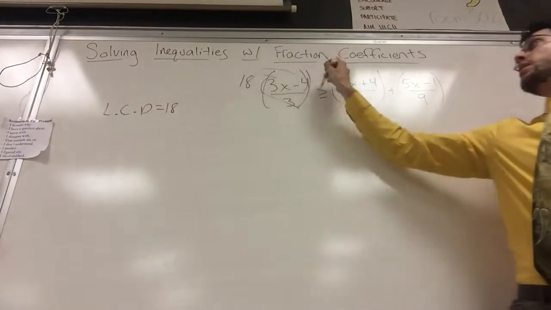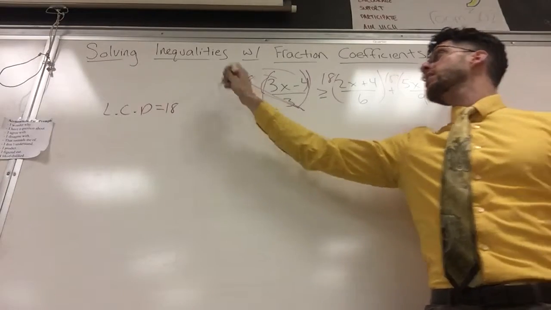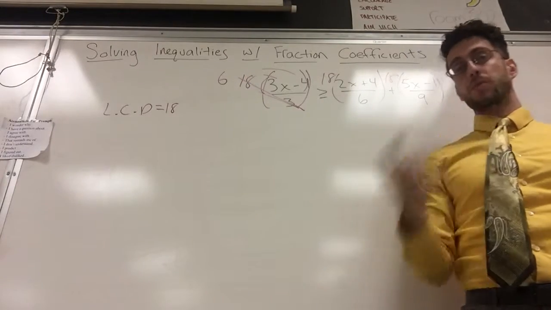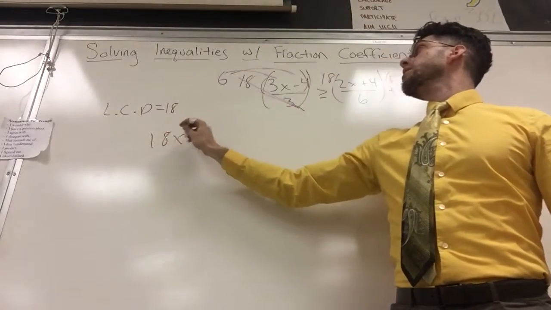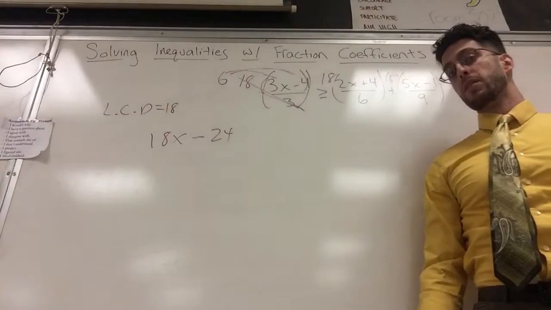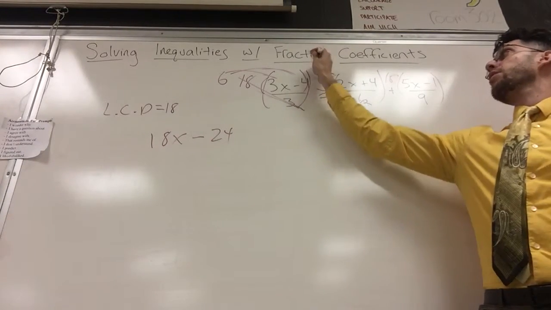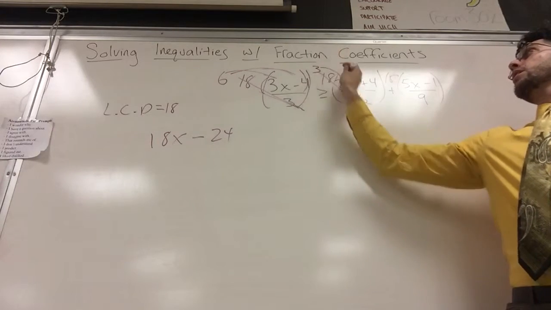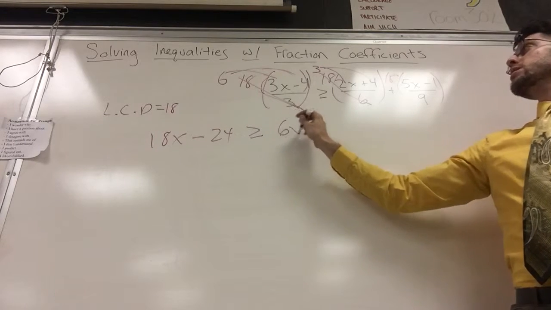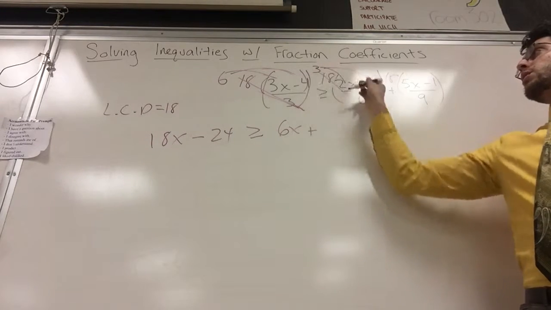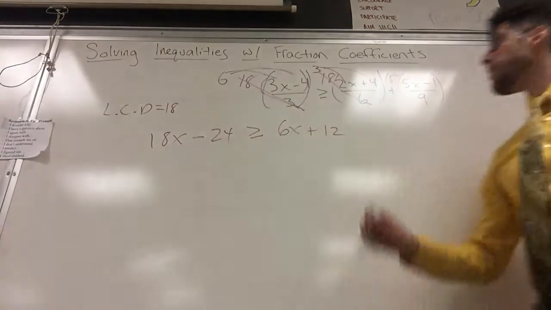18, 18, 18. So much easier. Poof. 3 goes into 18 6 times, right? 6 times 3 is 18. Now I'm going to distribute that 6. This gives me 18x minus 24. Is that better? Good? All right. Poof. 6 goes into 18 3 times. Distribute the 3. I'm going to get greater than or equal to 6x plus 12. Okay? I distributed the 3. I multiplied.